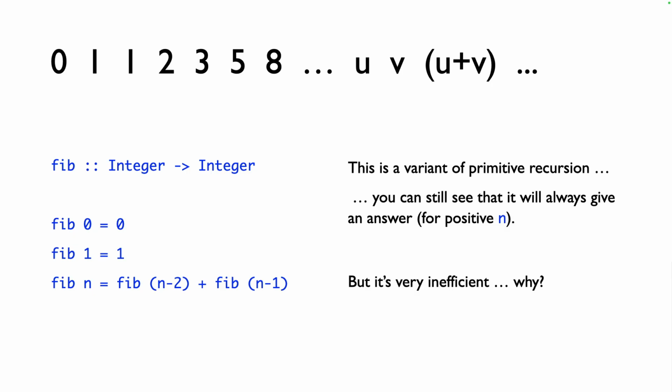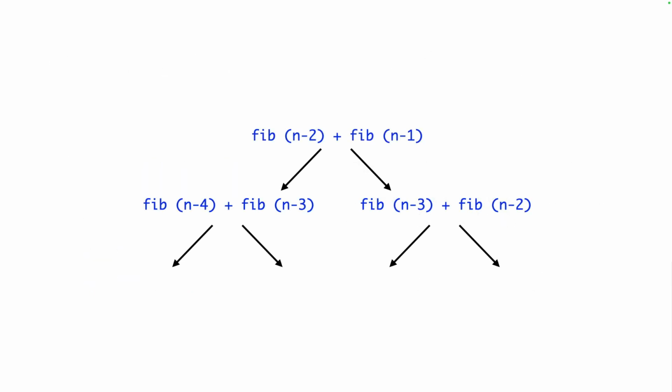But it's a very inefficient definition. Can you think why? Take a few seconds to speculate why it might be inefficient before we move on. Take a look at what calculating fib n requires us to do. It says we have to work out fib n minus 2 plus fib n minus 1. And that in turn requires us to do these two calculations you see below.